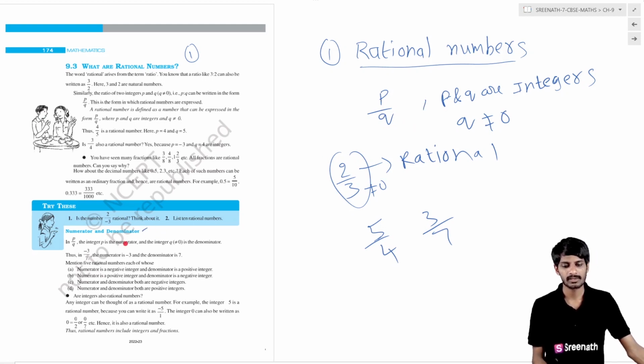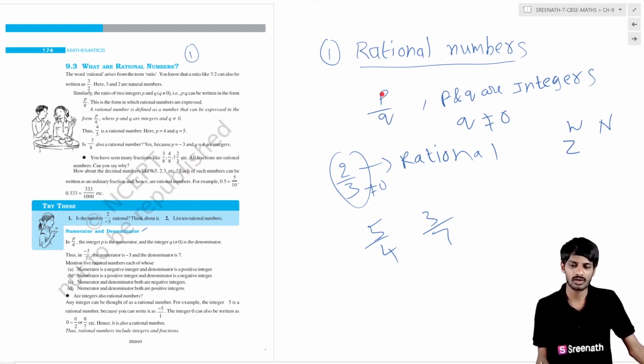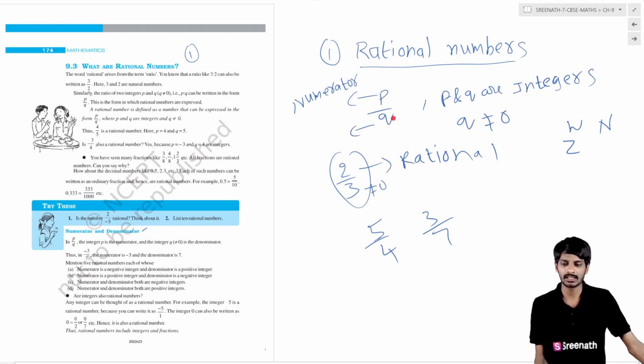Next, what about the numerator and denominator? Basically, we are talking about the p by q form. Until now we discussed integers, whole numbers, and natural numbers. In none of those cases did we find a dash like this, with one number on the upside and one on the downside. It is new to us. So we call the upper part the numerator, and the number in the down part we call the denominator. So in the numerator there is p, and in the denominator there is q.